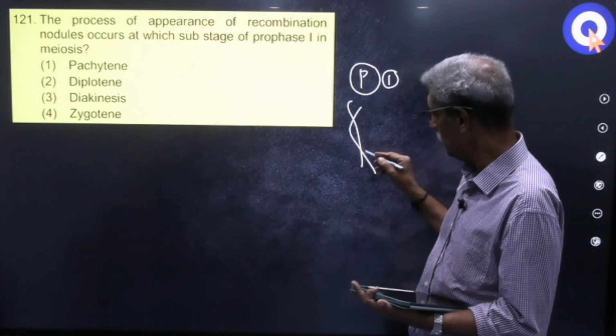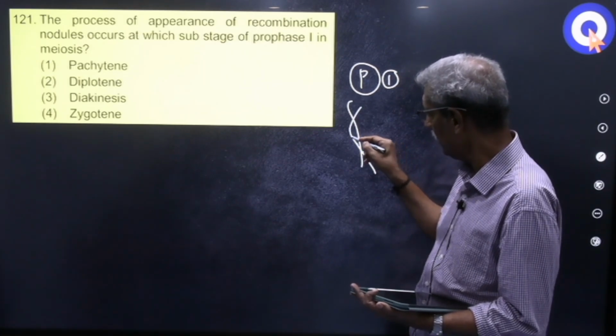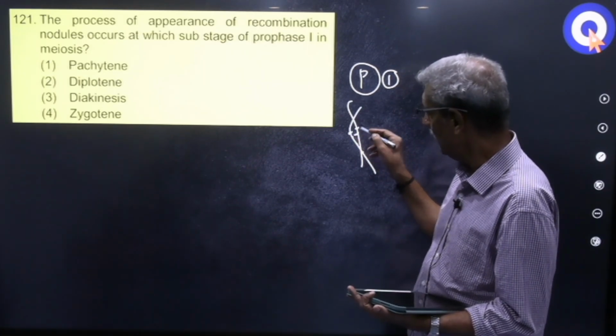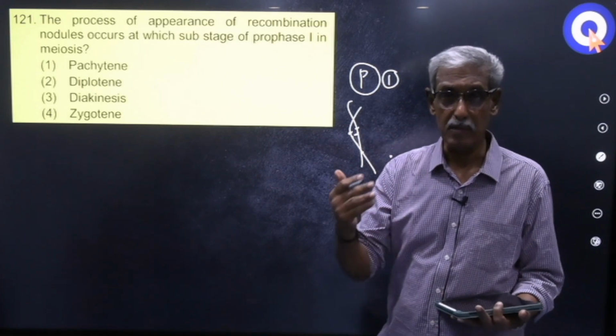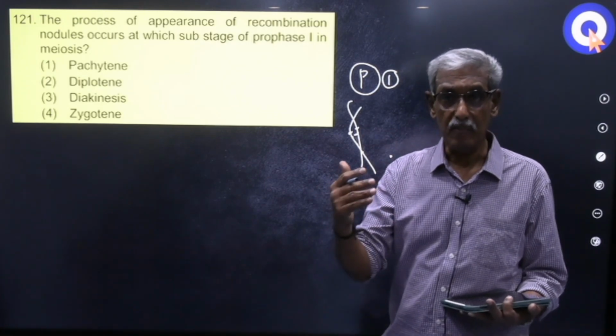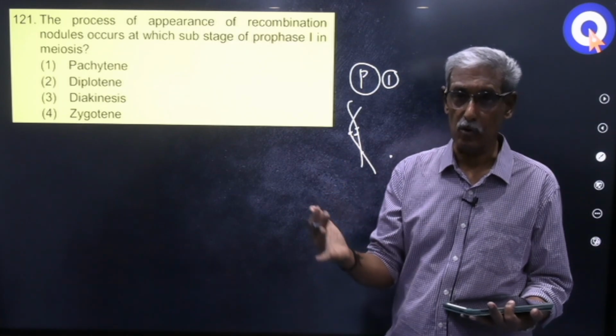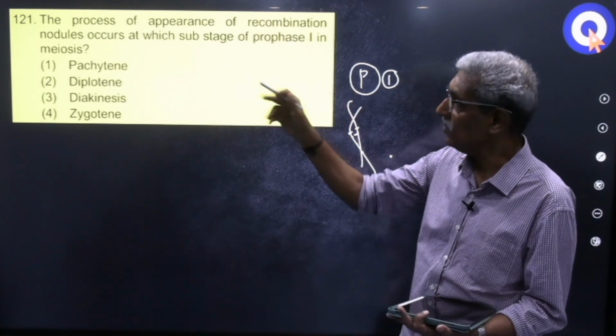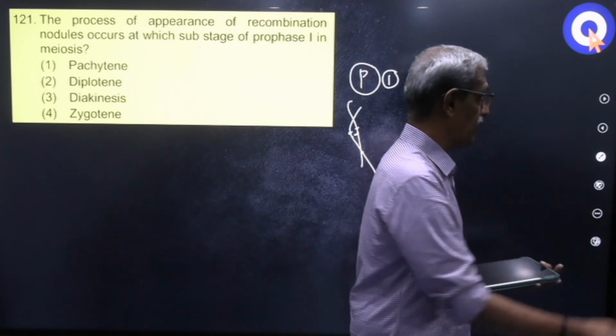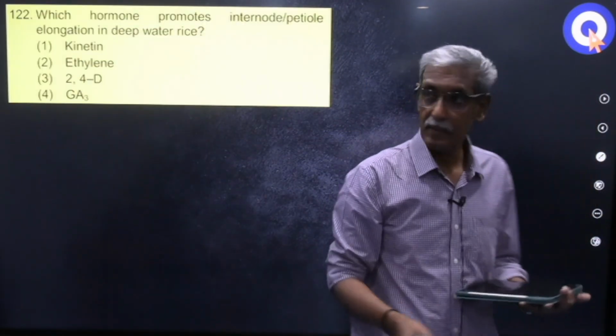What do you mean by recombination nodule? When you look at chromosomes, you find big dot-like structures, and these are called recombination nodules. That means crossing over has occurred. So it is the final proof, the evidence, for crossing over. Recombination nodules occur primarily in pachytene. Again, direct statements from your textbook.